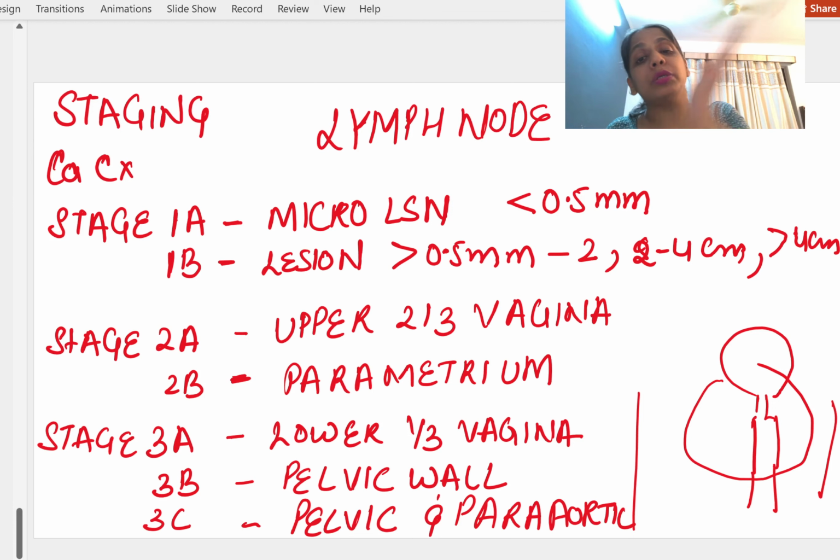Stage 3 is what is outer to the circle. Once again, all the structures which are outer to that circle come in stage 3. Lower 1/3 of the vagina is stage 3A, 3B is pelvic wall, and 3C is pelvic and para-aortic lymph node. Stage 4A is bowel and bladder, and for stage 4B, there was no space left, so I'm telling you verbally: 4B is distant metastasis.